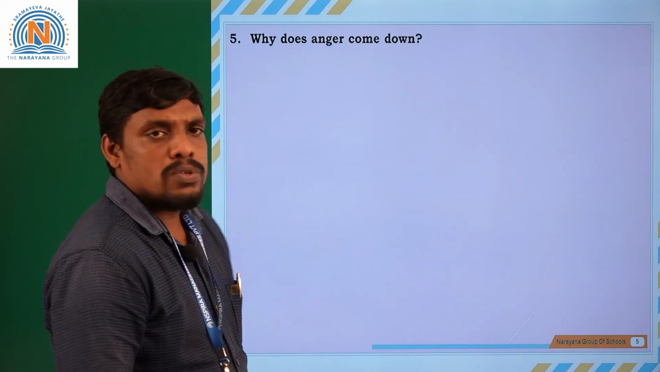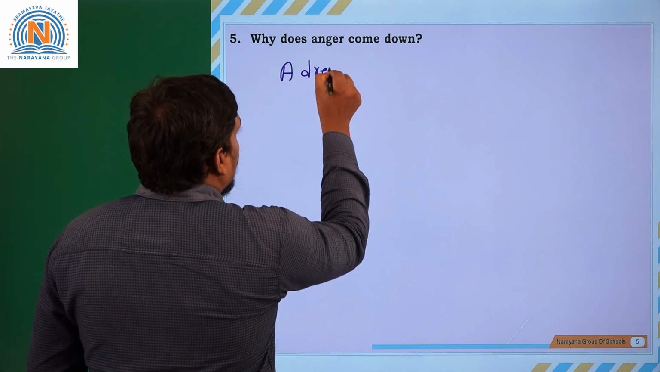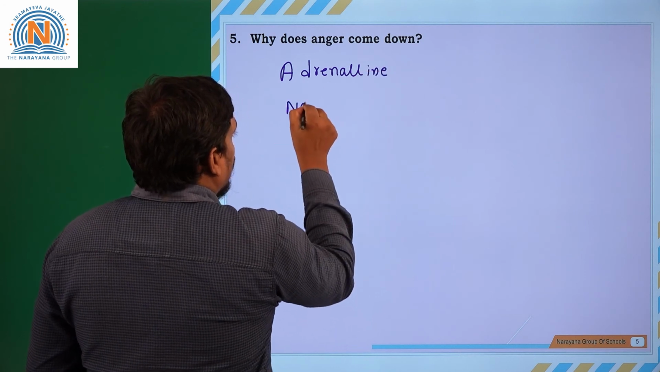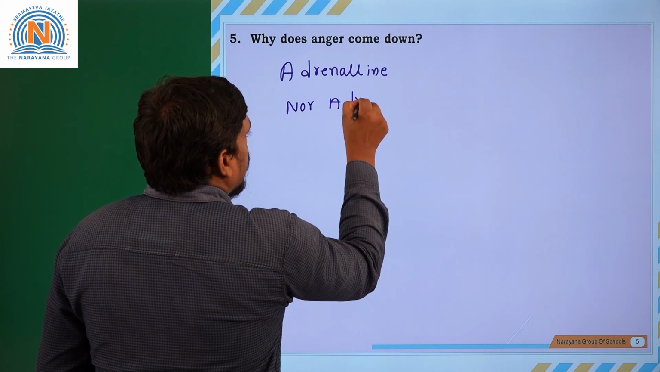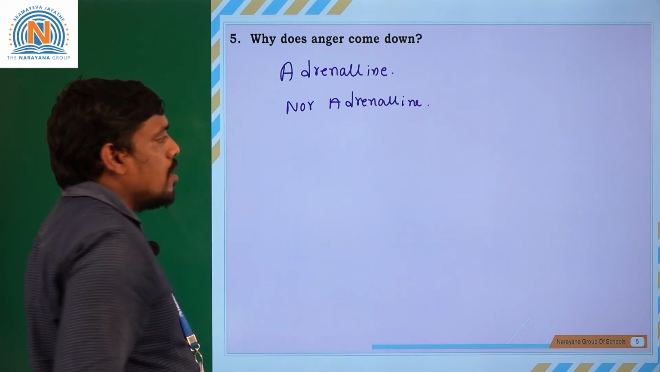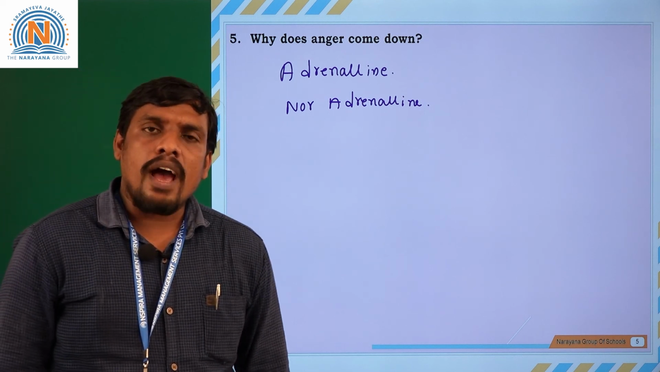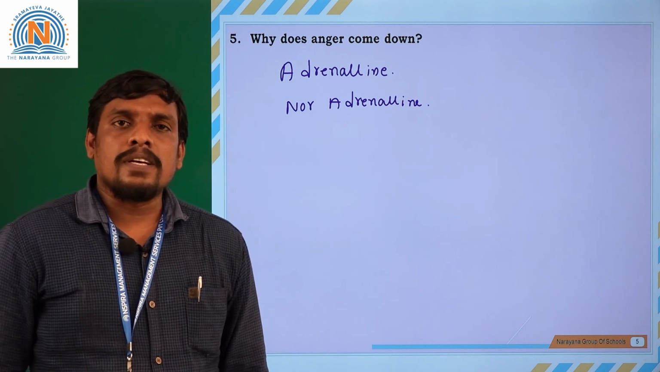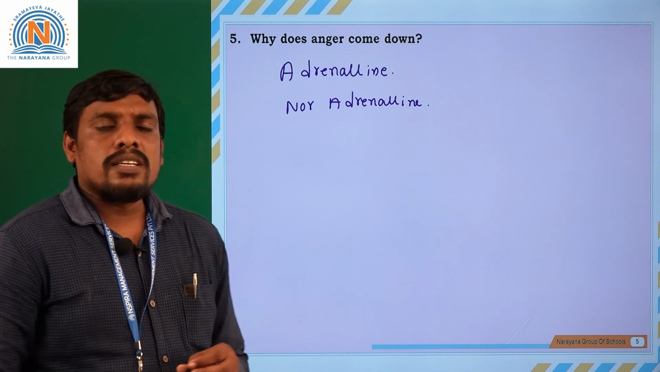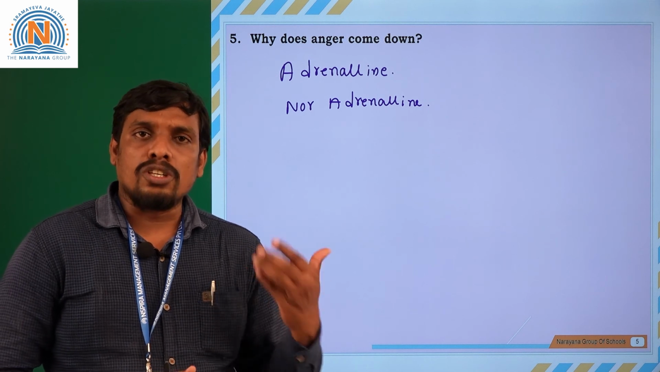Why does anger come down? You know the hormones adrenaline and noradrenaline. What is the function of adrenaline? What is the specific function of noradrenaline? Adrenaline influences the anger movements. Noradrenaline suppresses the anger movements. Clear, students? When the concentration of adrenaline increases in the blood, definitely the anger increases and the blood pressure increases.